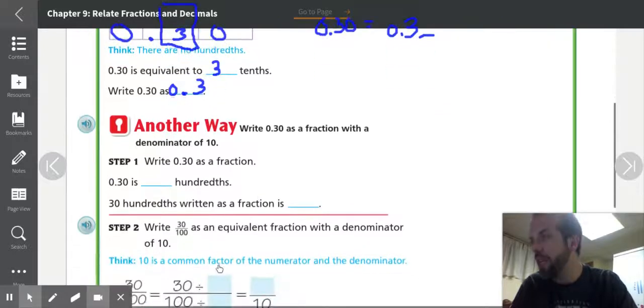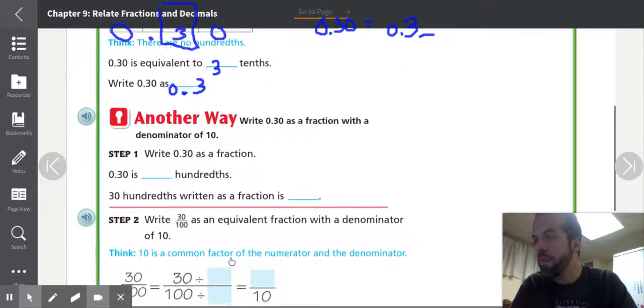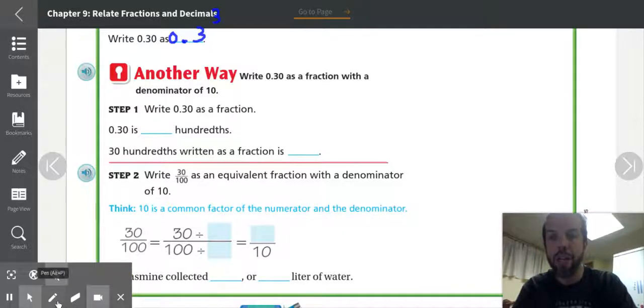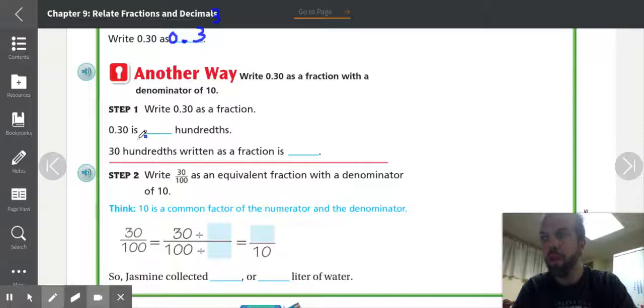Let's look at this next one. All right. This is showing us the opposite of what we did on the last page. And I feel like this might confuse a few of us, but I think it's worth a look. Okay. So if we're writing 30 hundredths as a fraction, we know that 30 hundredths means it's 30 hundredths. So 30 hundredths written as a fraction would just be, my numerator would be 30, and my denominator would be 100.